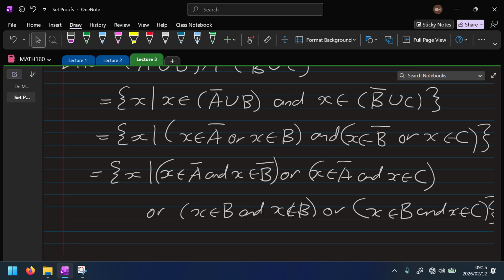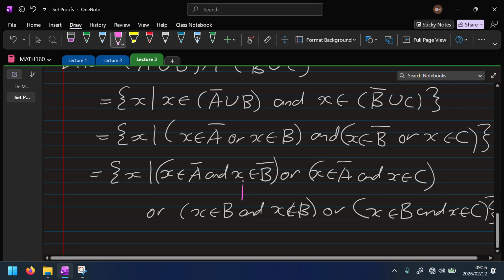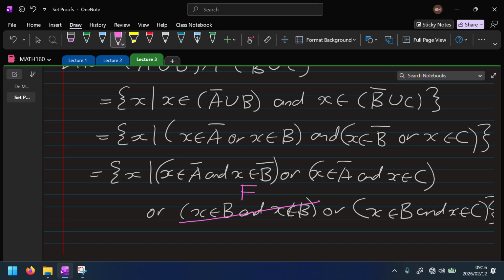Now let's have a look at this one here, the one with the two B terms. We are saying X is an element of B and X is an element of B complement. Can this ever be true? Can you have X being an element of B and X not being an element of B? No, that's always false. We can cancel that out. It's always false. You see what we did there? The step, the distribution.